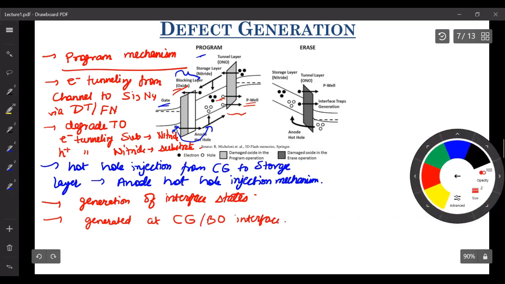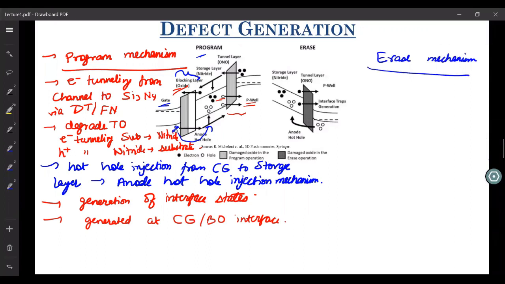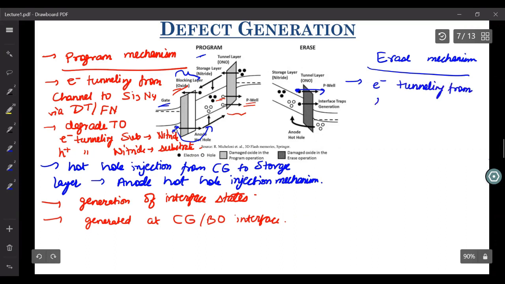Now let us look at the different physical mechanisms happening in the erase mechanism, which may degrade your tunnel oxide or your blocking oxide. What happens during erase is, first there is an injection, or tunneling, of electrons from your storage layer to your P-well. This electron tunneling from your storage layer to P-well, or channel or substrate, whatever you call it, degrades or stresses your tunnel oxide. And this will lead to generation of interface traps.